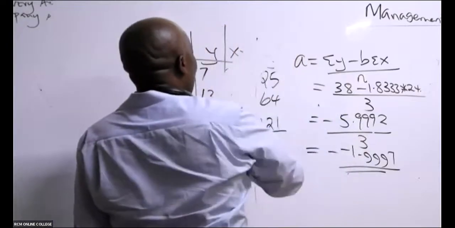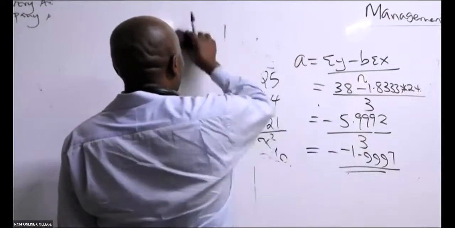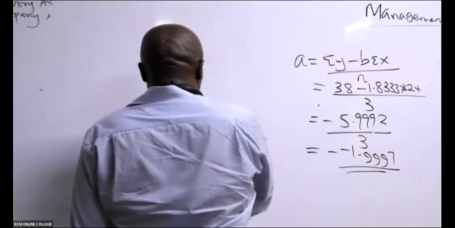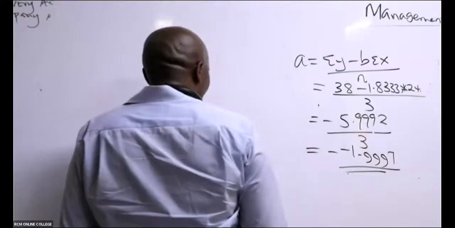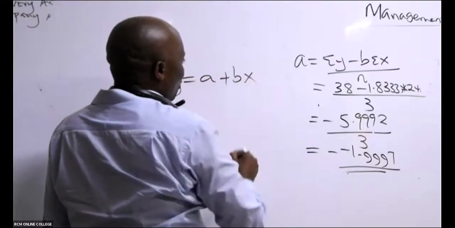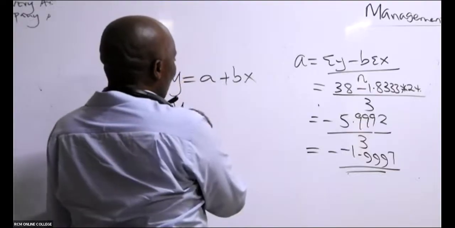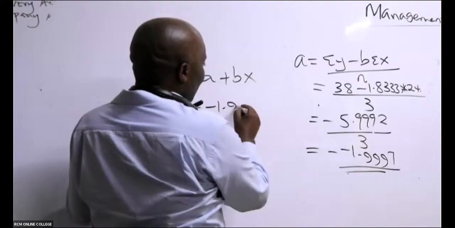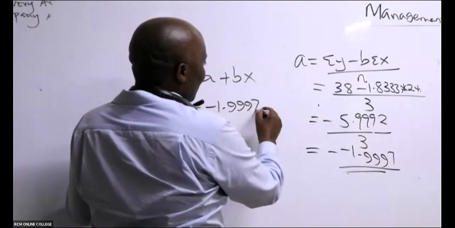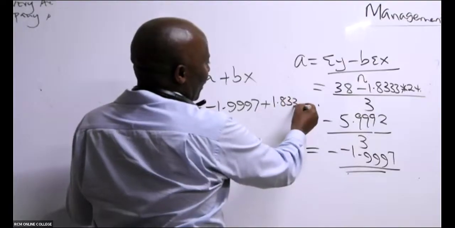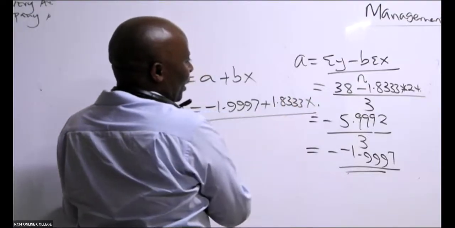Once you write it like that, you've been able to get the values of A and B. Then we'll be able to come here, ladies and gentlemen, and write the equation for us. You'll say y equals A plus Bx. Now you have the value of A and the value of B. So A is negative 1.9997 plus B, which was what here, somebody? 1.833, times X.